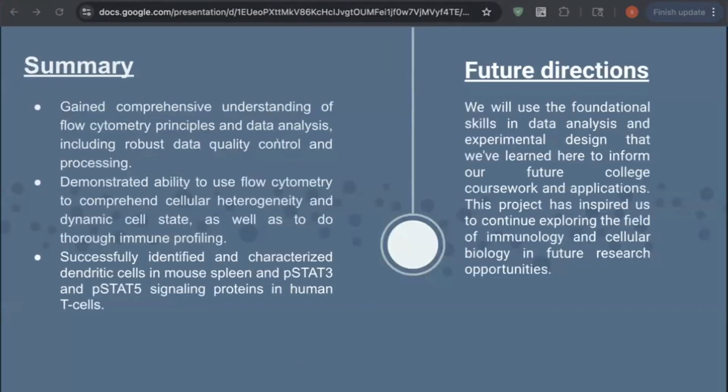Over the course of this project, we gained a comprehensive understanding of flow cytometry principles and data analysis, successfully applying these skills to characterize specific cell types and signaling proteins. Looking ahead, we plan to apply these foundational skills to our future coursework and research, as this project has inspired us to continue exploring the fields of immunology and cellular biology.